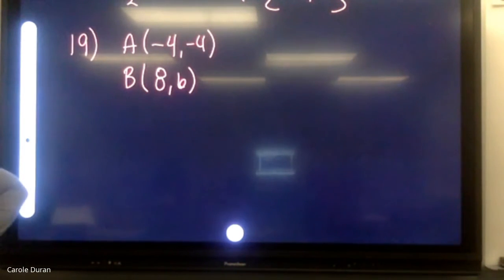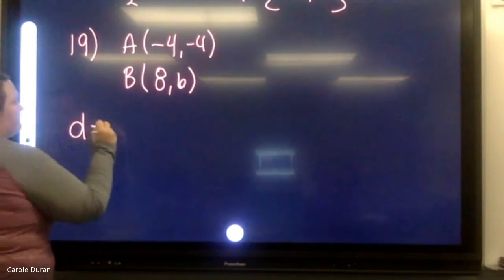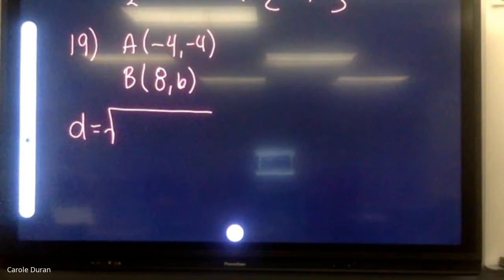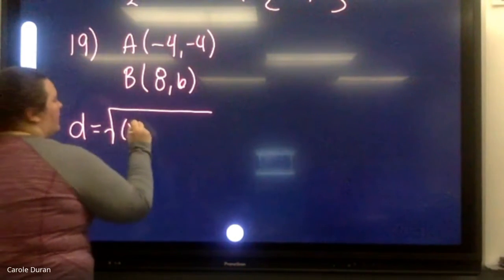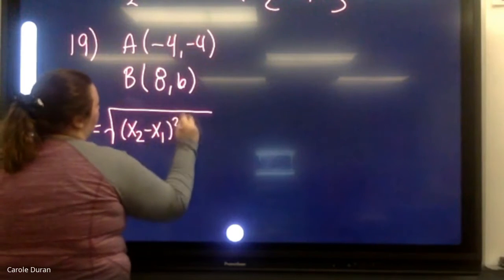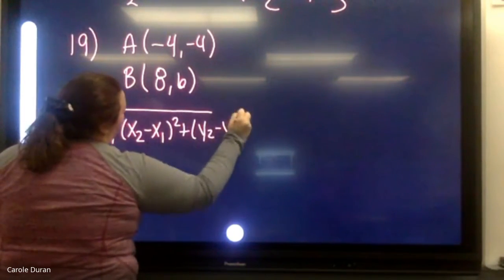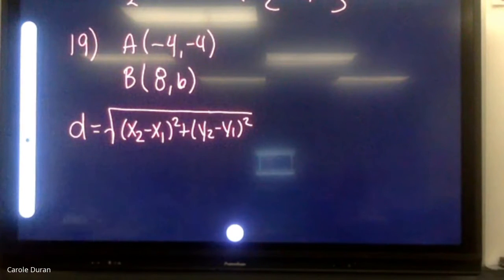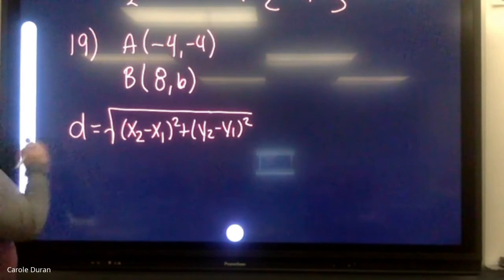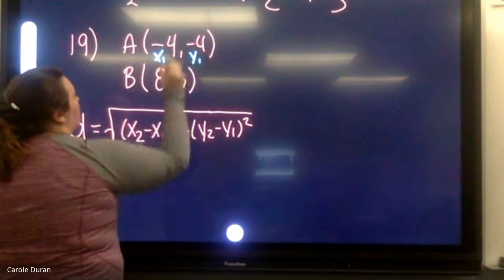Use the Pythagorean theorem. The distance formula, which is derived from the Pythagorean theorem, yes. So my distance formula says that the distance between 2 points is the square root of x2 minus x1 squared plus y2 minus y1 squared. When I talk about x2, x1, y2, y1, x1, y1 is your first point. x2, y2 is your second point. It does not matter which one you choose to be point 1 and which one you choose to be point 2. I would, of course, go ahead and label them just so we don't get confused.